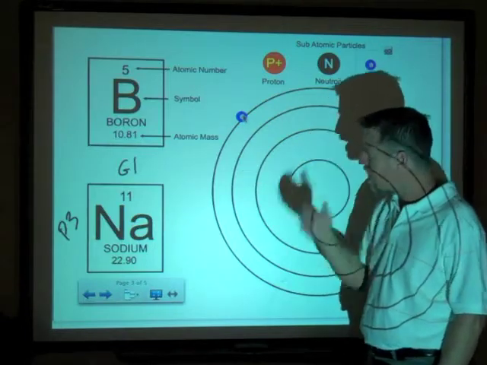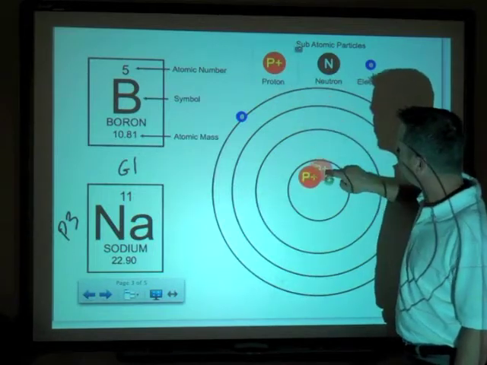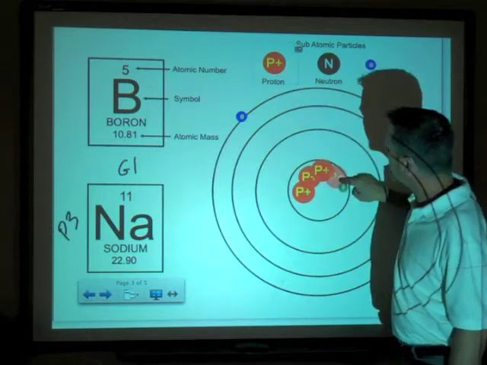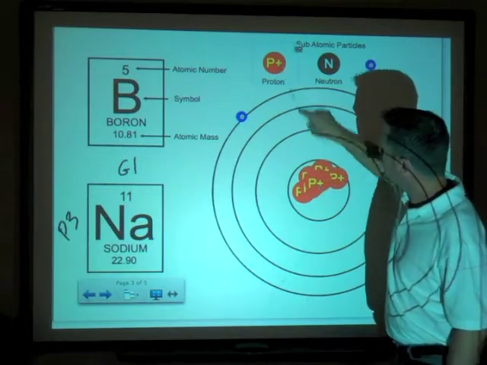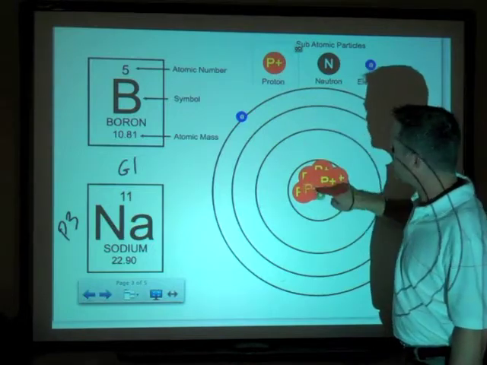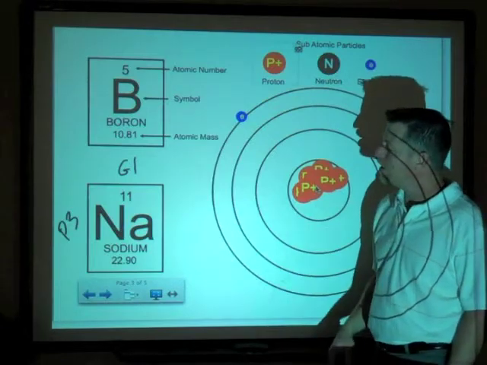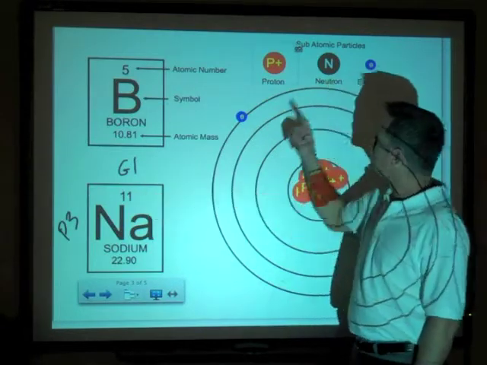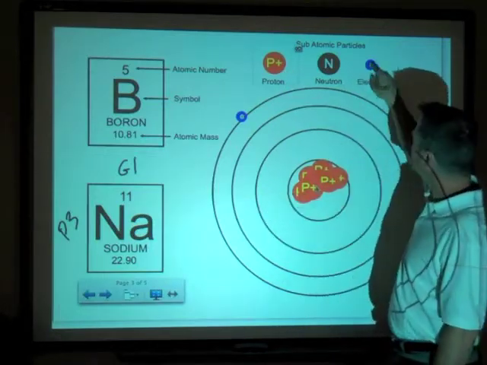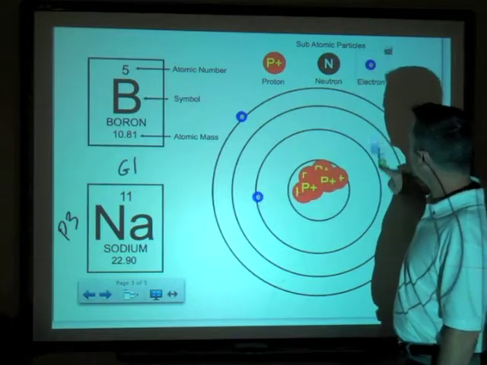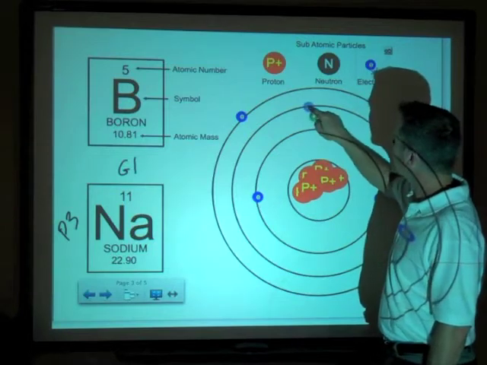Okay, so remember the 11 tells me protons, so I'm going to put 11 protons in here. 1, 2, 3, 4, 5, 6, 7, 8, 9, 10, 11. Okay, bigger atom than boron, obviously, right? It's heavier. It's got more stuff in it. Well, because he has 11 protons, right, that are positive, he needs 11 electrons to balance him. So remember, the first ring can hold 2, so 1, 2. The next ring can hold 8 because of our rule of 2 and 8. So I'm going to put them kind of close together so we can see them.